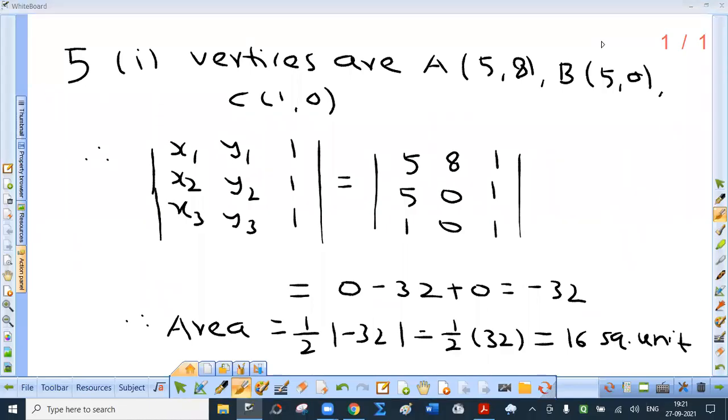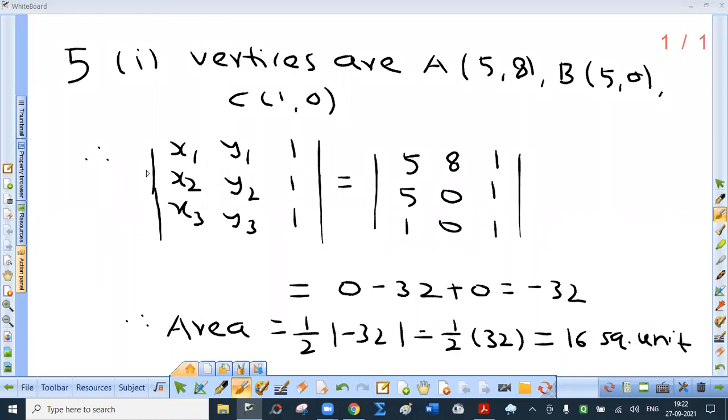Fifth one, find the area of the triangle whose vertices are: first, second for classwork, third for homework. Now the vertices are (5, 8), (5, 0), (1, 0). Now instead of finding this, why not find the value of the determinant? Because if it is negative, and in fact in this case it is negative, then we have to take its modulus. So the value of the determinant comes out to be minus 32. So what is the area? Don't forget to take half.